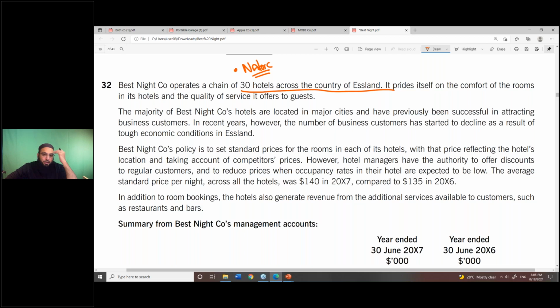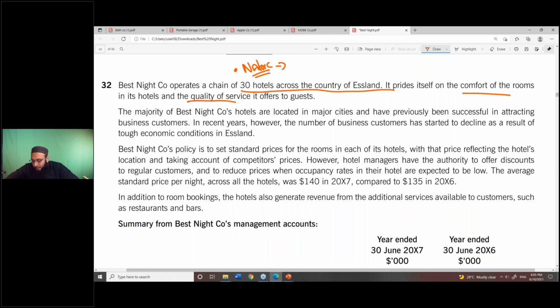And once you have understood the nature of the business, just think of any hotel that operates in your country, like Sheraton, Avari, PC. Okay, so just think of the hotels, Novotel. So that you can easily absorb the things mentioned in the scenario. Put yourself into that hotel position. It prides itself on the comfort of the rooms in its hotel and the quality of service. So obviously they want good quality.